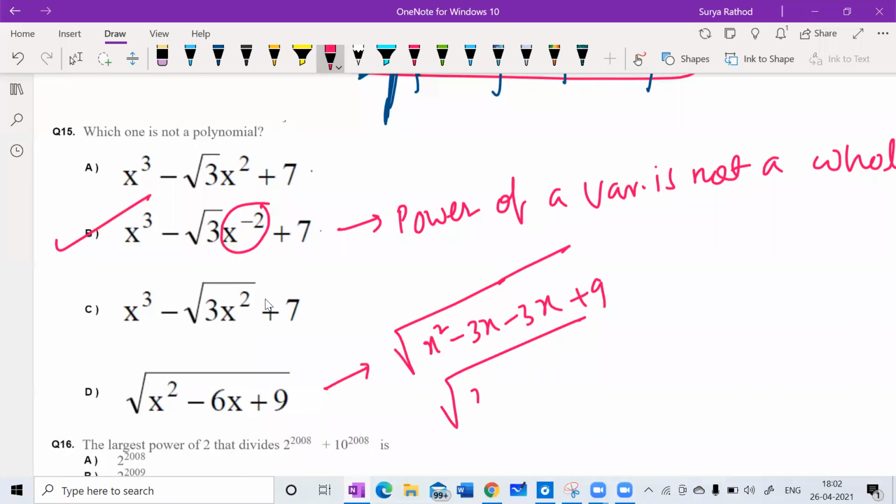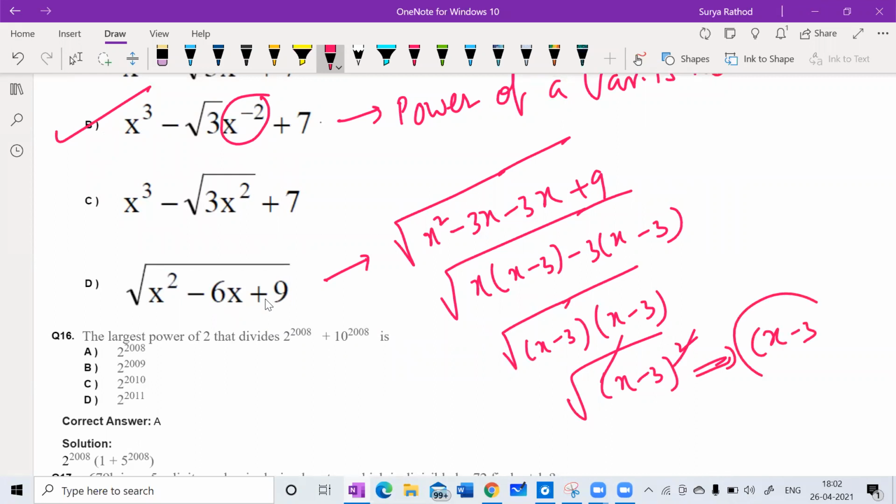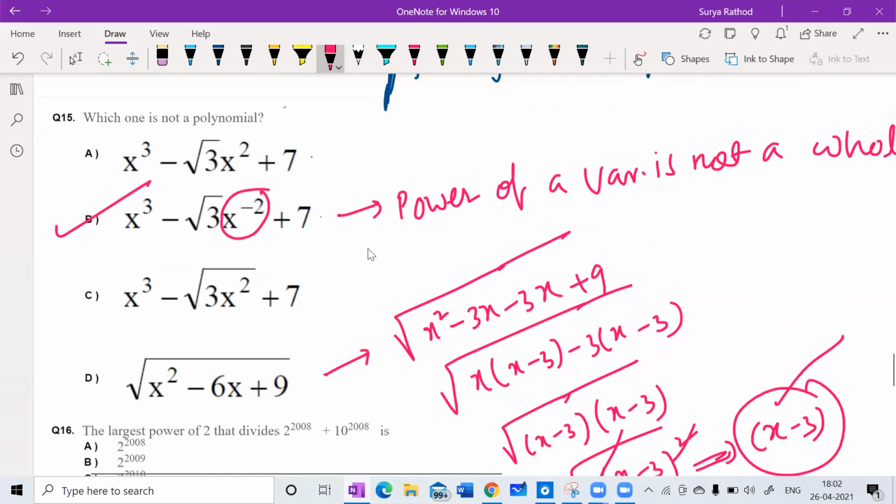If you know factorization, it is pretty easy to understand. Look at this. It is x minus 3 whole square. So the square and root will get cancelled. Absolutely, that is a polynomial. So x minus 3. So option D is a polynomial. So are you getting my point, children? Here also the square root will get cancelled. Again, option C is also a polynomial. So the only option which is not a polynomial is option B. Are you getting my point?